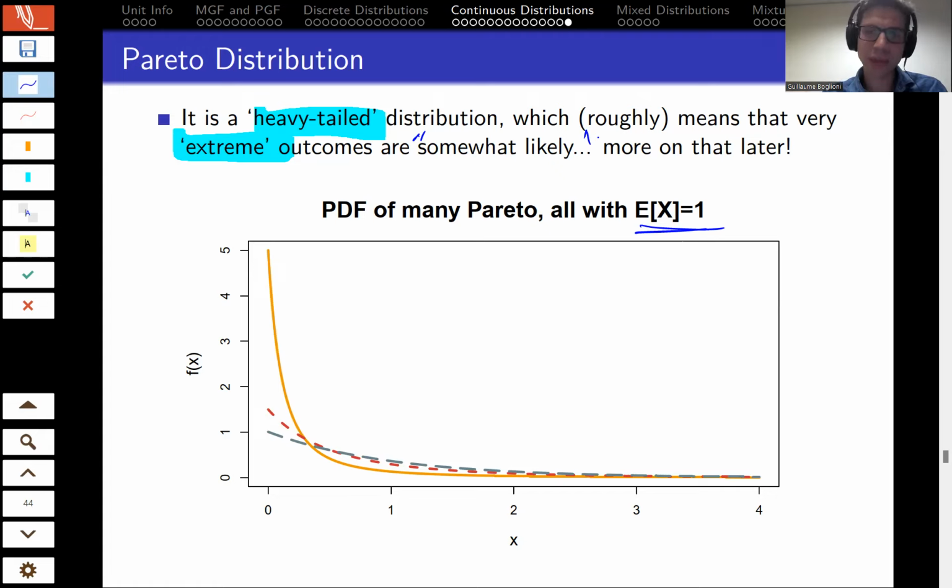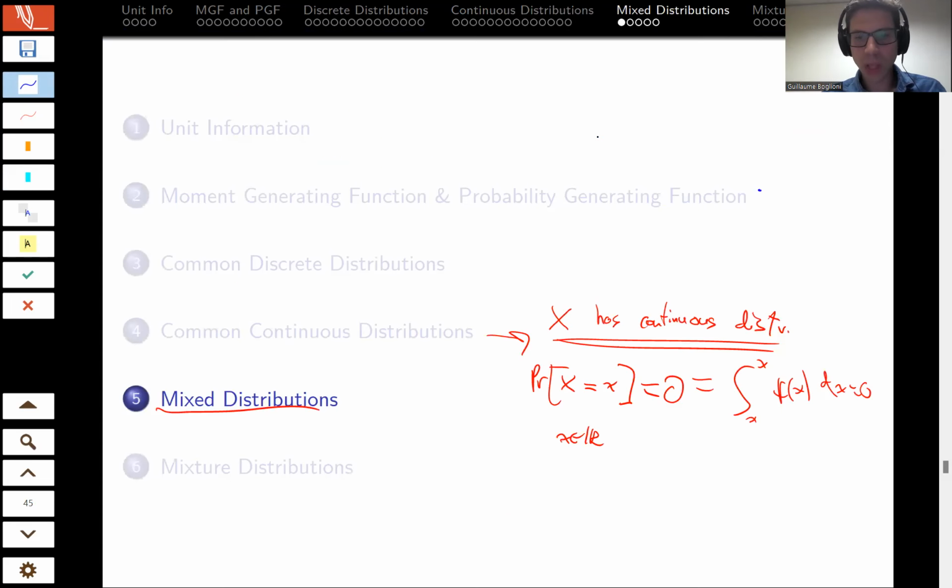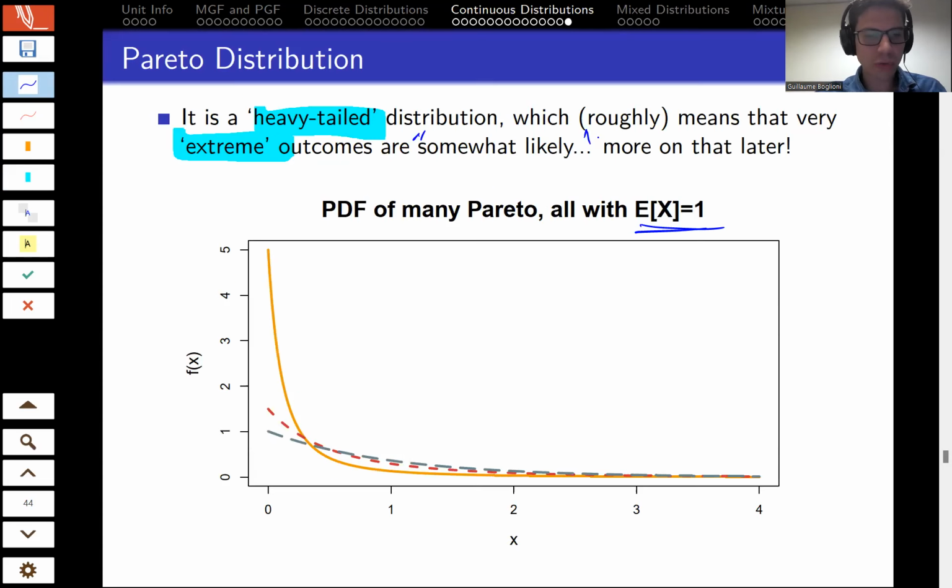In terms of modeling risks, those are dangerous distributions. If a distribution is heavy tail, it means you need to worry about the fact that there are possibly very extreme outcomes that are going to happen. Extreme losses, extreme financial losses, or insurance claims. But we're going to come back to this concept of heavy tail distribution a bit later. I believe that's it for the summary of continuous distributions.